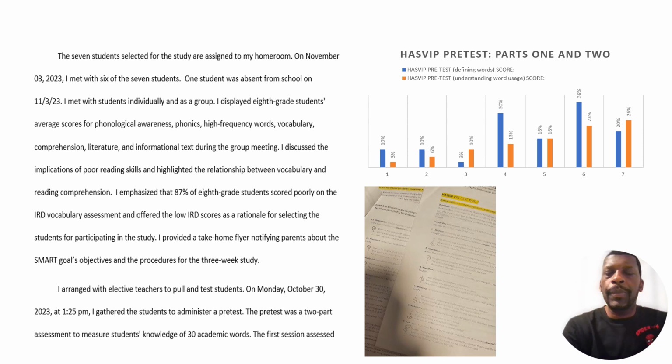Although 2 students performed better on the defining words section of the test, students scored at most 36%. The pretest outcomes were consistent with iReady diagnostic scores. The scholar practitioner was eager to implement a SMART goal to help students improve the pretest scores.